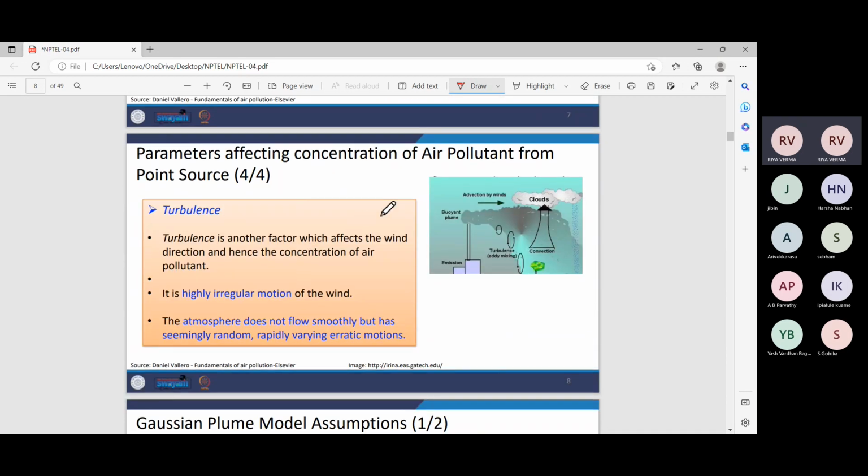Now next is your turbulence. Turbulence is another factor which affects the wind direction and hence the concentration of air pollutants. It is the highly irregular motion of the wind, and due to this turbulent mixing, the dispersion of the pollutants gets affected.